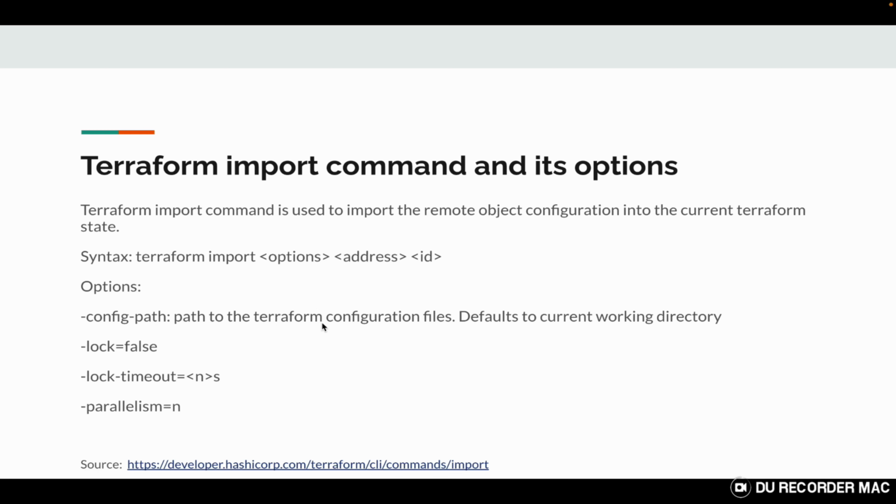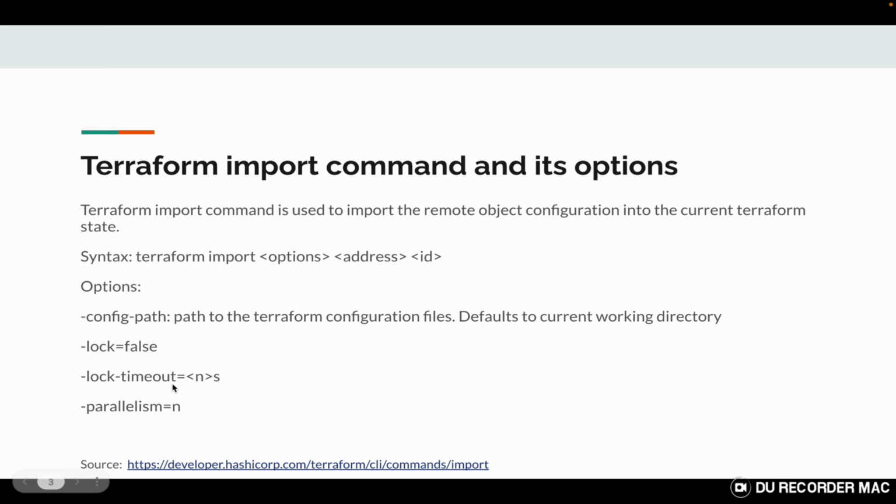So you can provide the path to the Terraform configuration files, and it defaults to the current working directory. Then lock equal to false and lock timeout. These are similar to the options which we saw in our previous video, wherein every time Terraform performs any operation, it locks the state file, and with lock equal to false, you are directing Terraform to not lock it, but that can have an adverse effect. So avoid using the lock equal to false option.